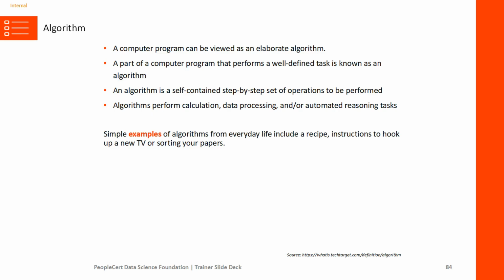So now let's discuss what is algorithm. Algorithm again is a part of a computer program which can be viewed as an elaborate algorithm. A part of a computer program which performs a well-defined task, we call it an algorithm. Algorithm is a self-contained step-by-step set of operations which can be performed by a computer. Algorithm basically performs calculation, data processing, and it also helps you to automate some kind of reasoning task as well.